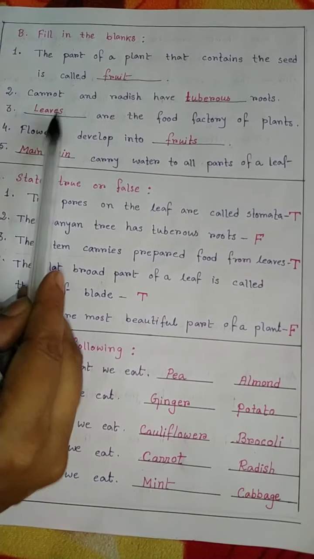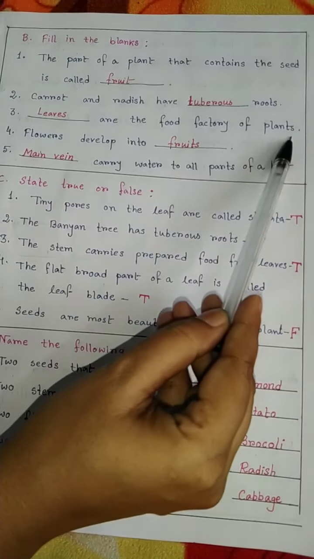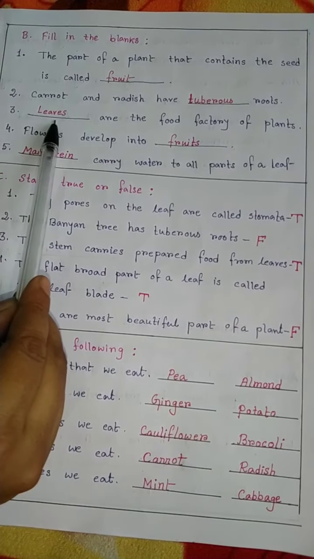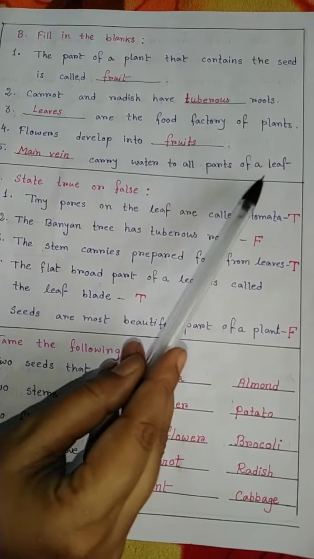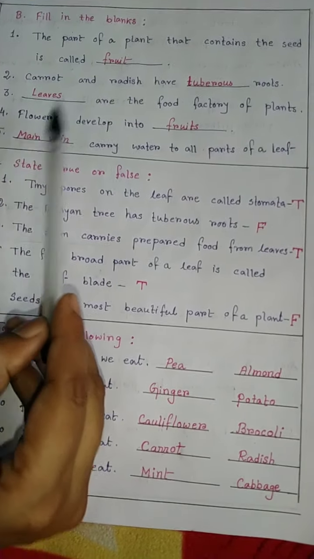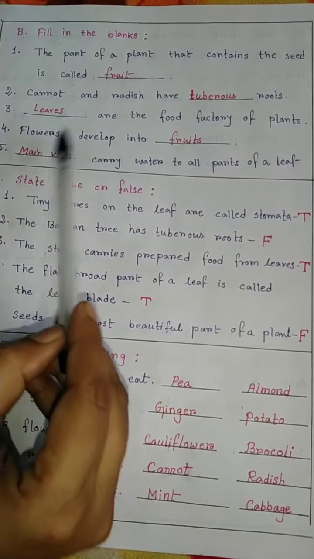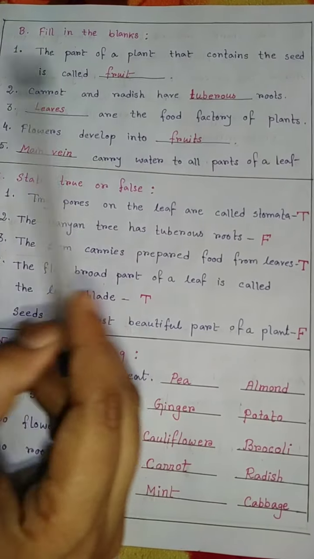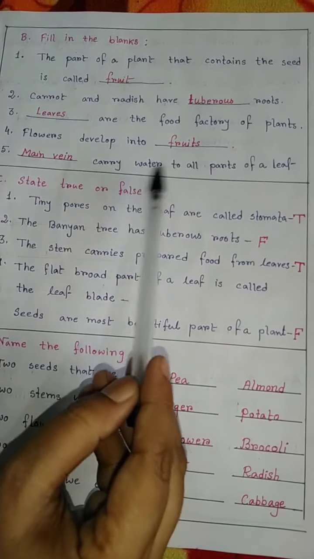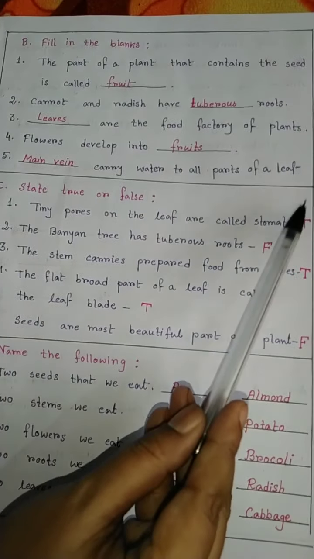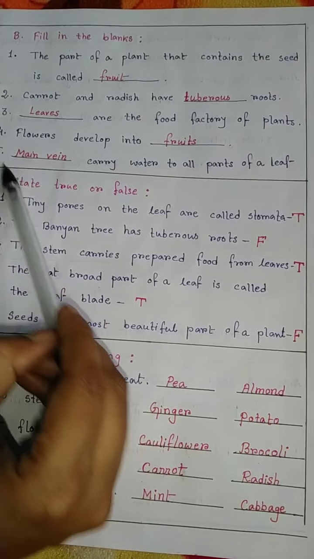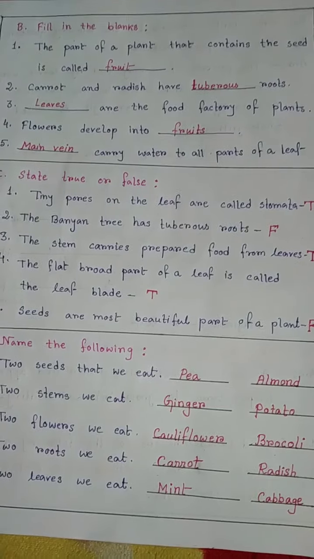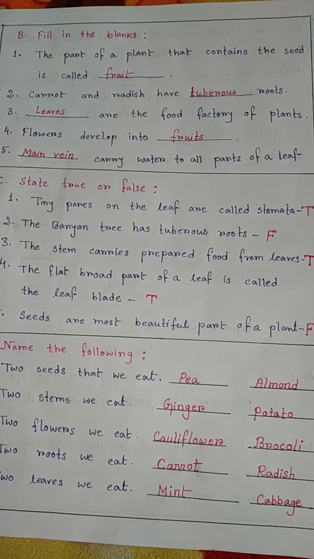Next, dash are the food factory of plant. Answer is leaves. Leaves are the food factory of plants. 4. Flowers develop into dash. Flower develops into fruits. Question number 5. Dash carry water to all parts of a leaf. Main vein. Answer is main vein. Main vein carry water to all parts of a leaf.